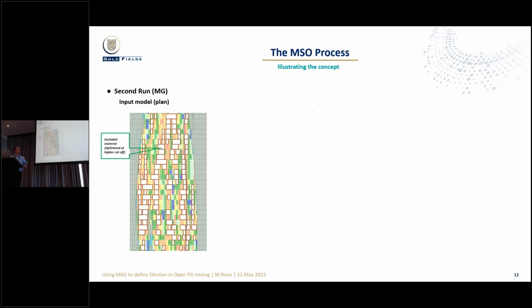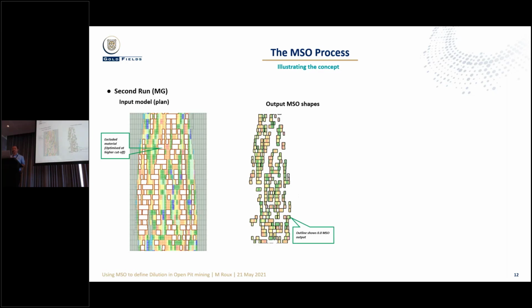And it too uses the input of the undiluted model. But in this case, there's a functionality in the MSO to exclude the blocks which have optimized in the previous run. Obviously, you don't want to consider the same blocks again. So what it does is it gives you the remnant of what hasn't optimized as your input. You then put the same process together, with the same parameters, with one exception. The cutoff grade is now at the lower position, and you generate the same set of shapes. And there you go, the second set of shapes which represent this particular cutoff grade.